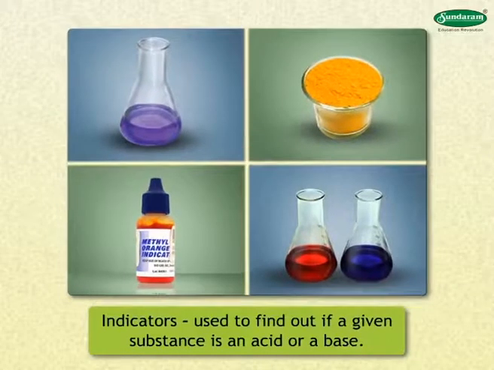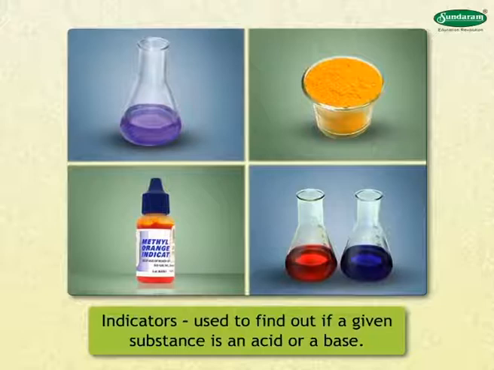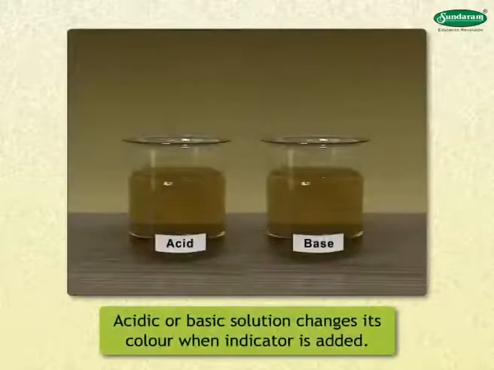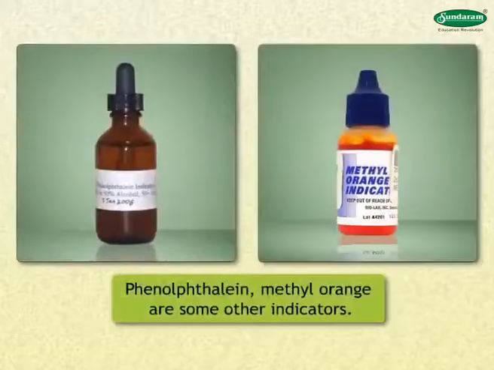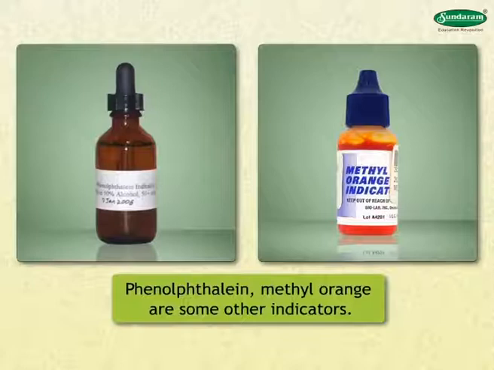These substances are called indicators. When an indicator is added to an acidic or basic solution, it changes color. Litmus, turmeric are some examples of indicators found in nature. Phenolphthalein, methyl orange are some other indicators.